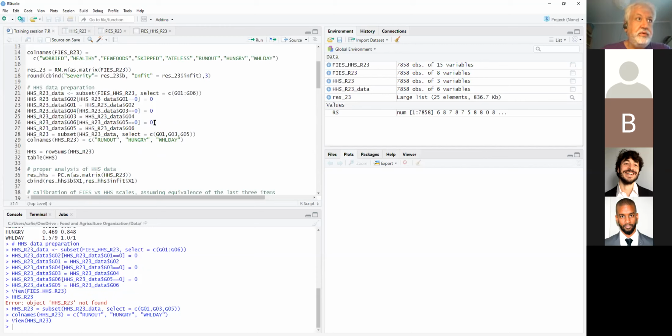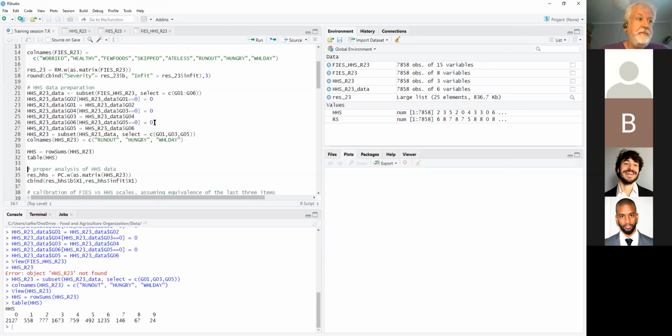Again, we can compute the row score. In this case, the row score will be from 0 to 9, because each question can receive a score of 0, 1, 2, or 3. The maximum possible is if all 3 questions have been answered with often, and therefore you have 3 times 3, a score of 9.